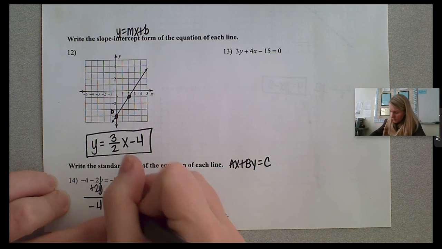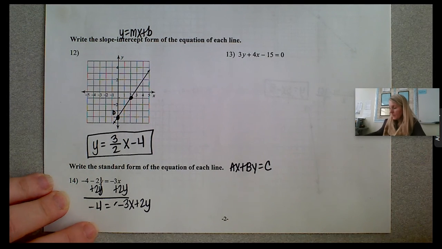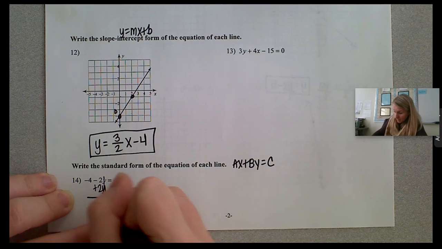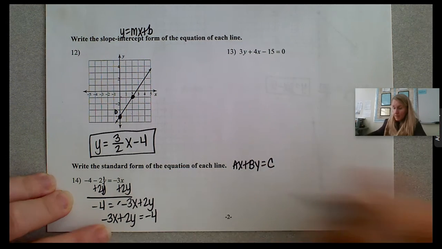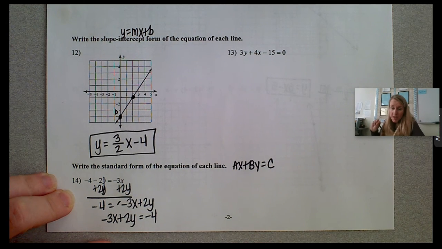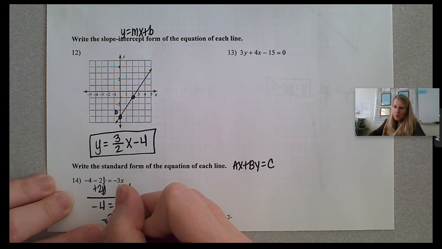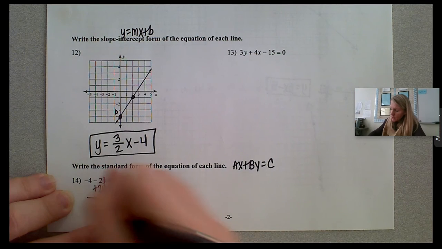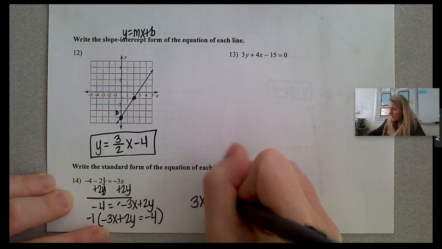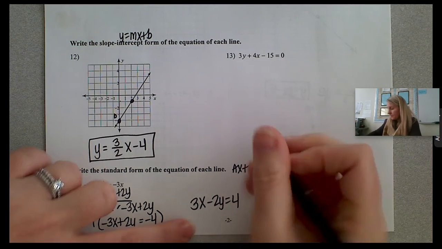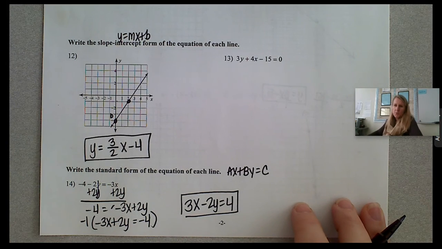-4 equals -3x plus 2y. If you wanna just write it as -3x plus 2y equals -4, go for it. It doesn't really matter, right? If two things are equal, it doesn't matter which side they're on. But what we do need to recognize is that x is negative, which we don't want. We want that to be positive, so everything would get multiplied by -1. And my final answer would be 3x minus 2y equals 4. There you go. So it was pretty quick.